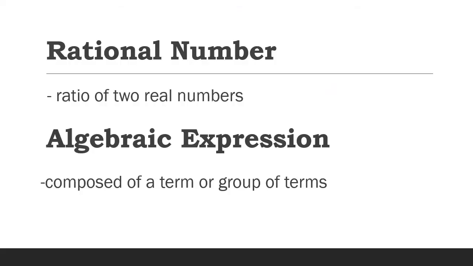After discussing learning task 1, let's have some of the terms that will be used sa ating pag-aaral ngayong week 2. So we have rational number. So when we say rational number, it is the ratio of two real numbers. Pag sinabing ratio, makikita nyo siya minsan in the form of fraction. May numerator, may denominator. Next, algebraic expression. Kapag sinabi natin algebraic expression, this is composed of a term or group of terms.